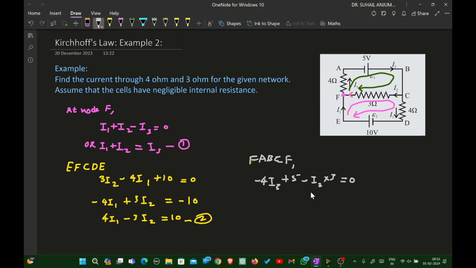Now if we just adjust these terms, it will be minus 4 times I3, minus 3 times I2, is equal to, I will take this 5 on the other side, so it will become minus 5. Now if we cancel this minus sign throughout, then it will be 4 times I3, minus sign will get cancelled here, then plus 3 times I2 is equal to 5. I will call this equation number 3.